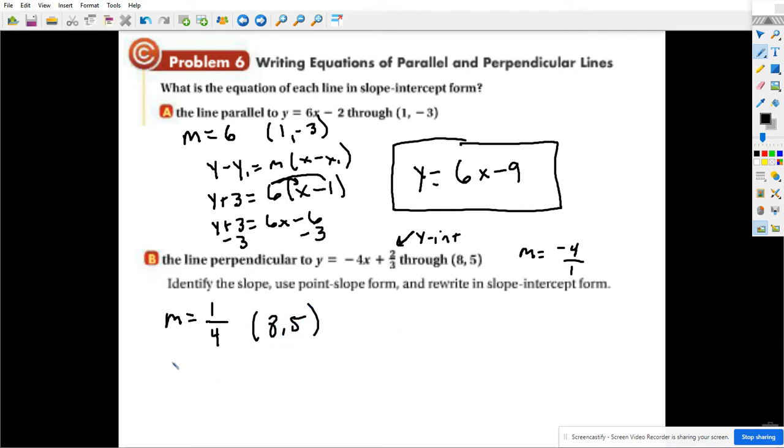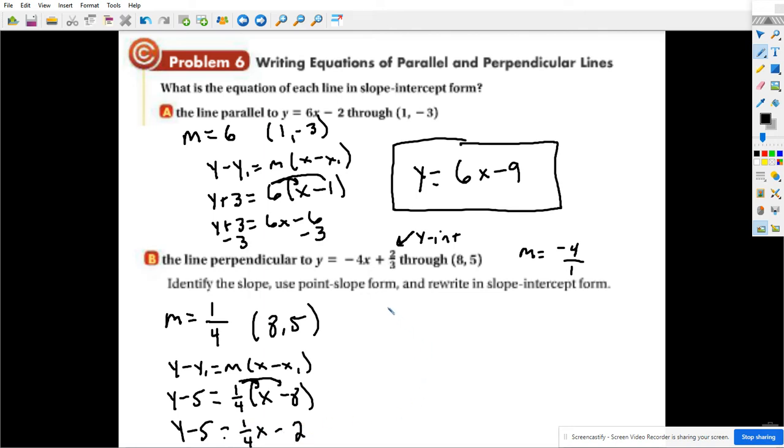So again, plugging it into the formula, y minus y1 equals m times x minus x1. I got y minus 5 is equal to 1 over 4, and that's positive because it's the opposite reciprocal, times x minus 8. And then the two steps to getting y by itself: distribute. So y minus 5 is equal to 1 over 4x minus 1 over 4 times 8, which is 2. So I have y minus 5 equals 1 over 4x minus 2. I'm going to add 5, and I get y is equal to 1 over 4x plus 3.